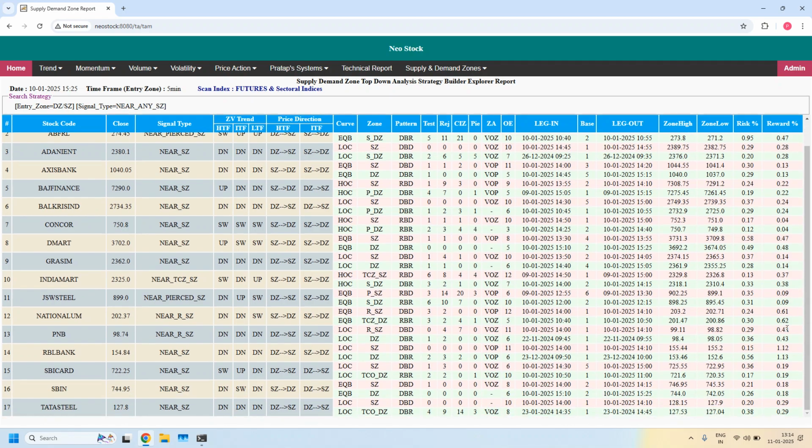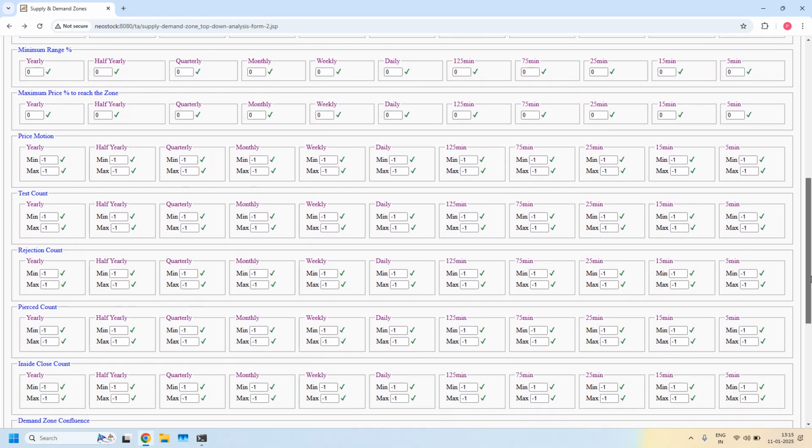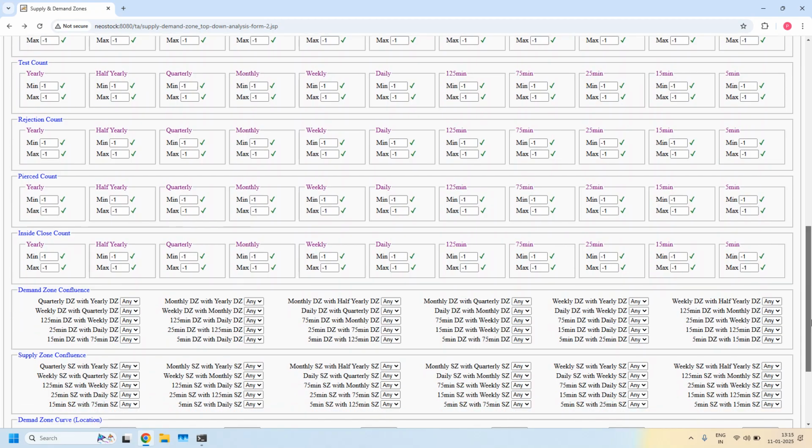I am scrolling the list down. So total 17 stocks are there. Okay, now let me filter these stocks based on LTF and ITF supply zone confluence. That is 5 minutes and 15 minutes supply zone confluence. I am enabling the filter.